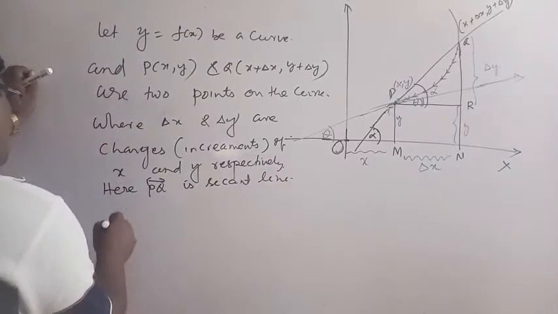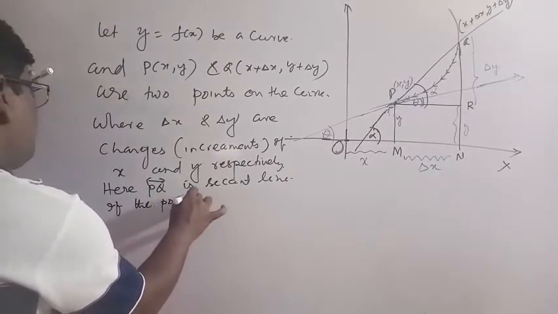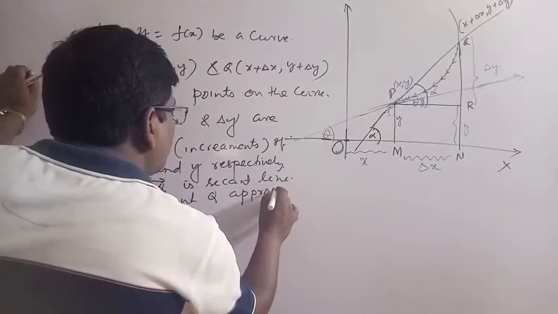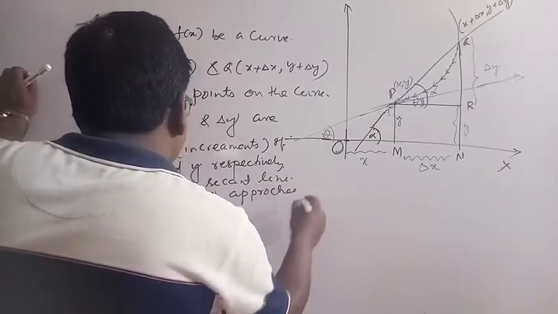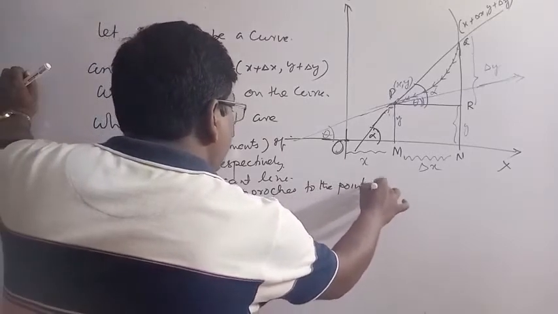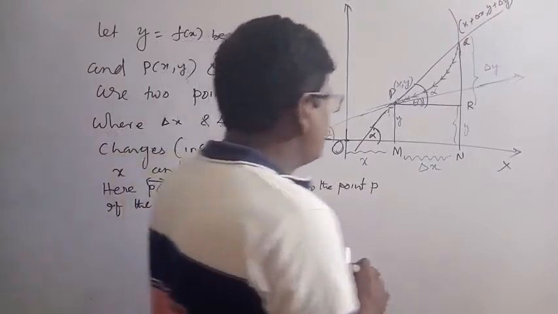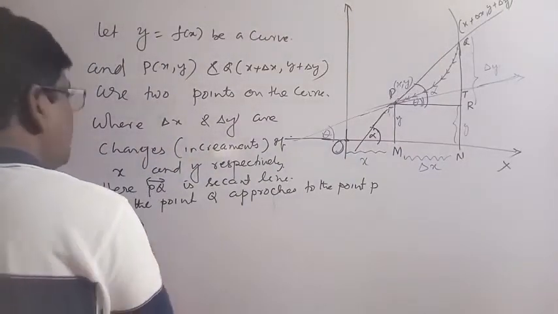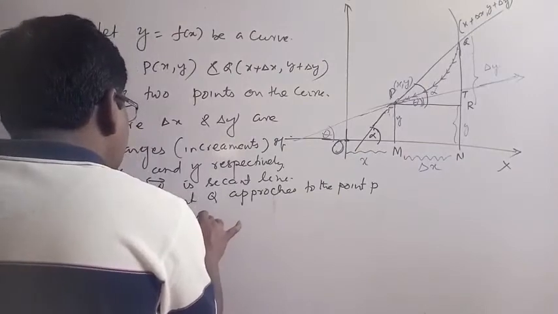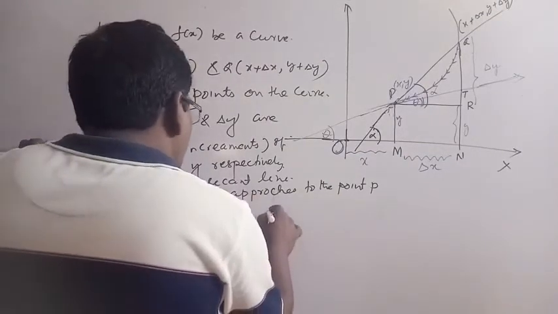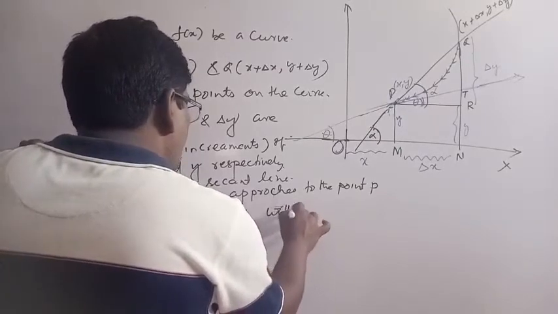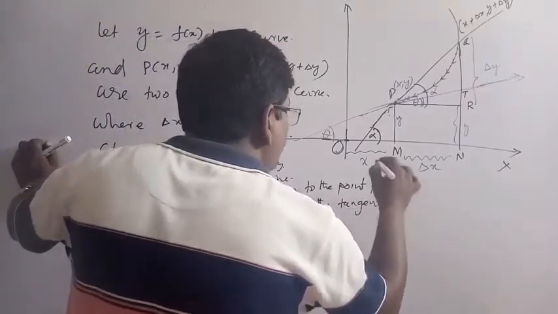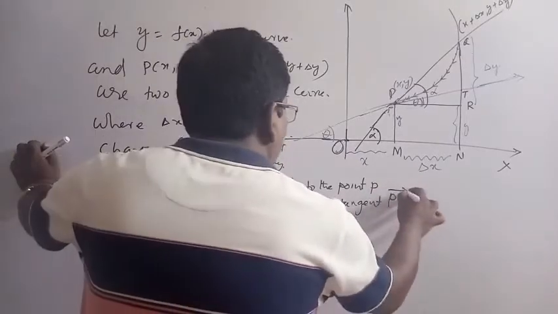If the point Q approaches the point P, suppose this point is here, P. Then the second line PQ approaches, or will be, the tangent PT. Okay, PT.